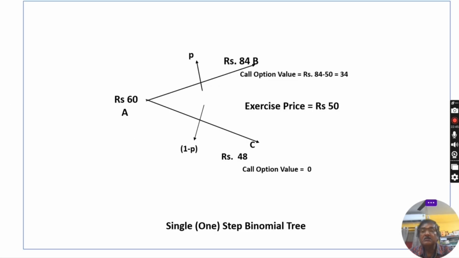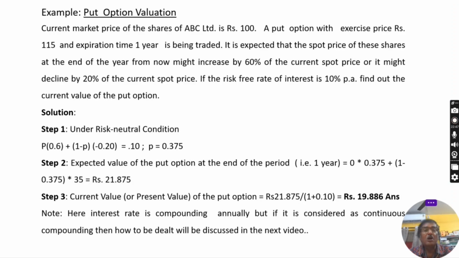Now I will discuss a case of put option. I have already discussed the case of call option. Now how will we value the put option? That I am going to discuss in this problem. This is example 3, I think. Say the current market price of shares of ABC Limited is rupees 100. A put option with exercise price 115. This is the exercise price. The expiration time of the contract is given as 1 year.